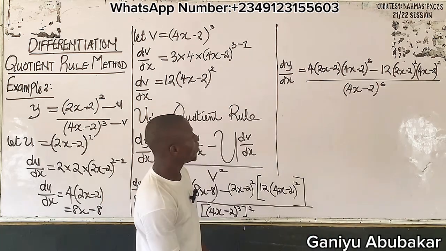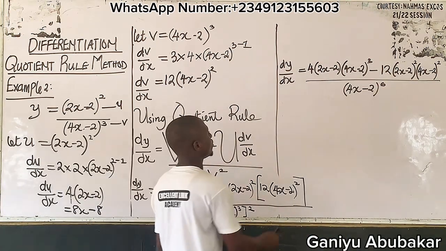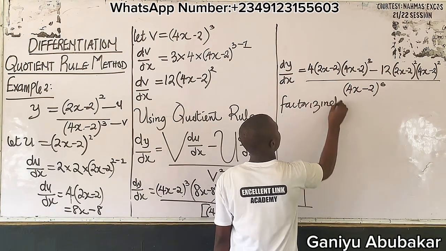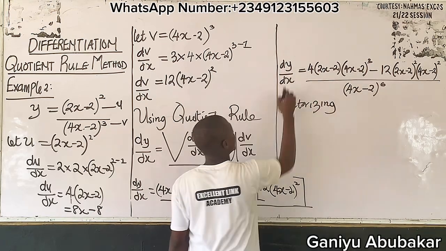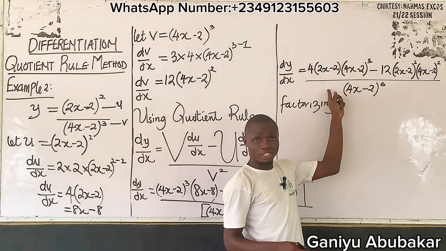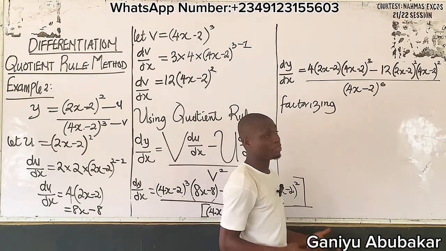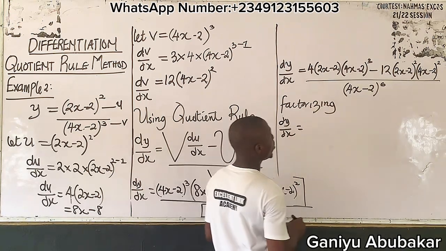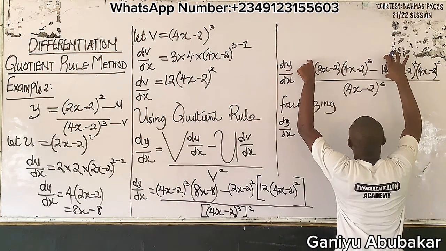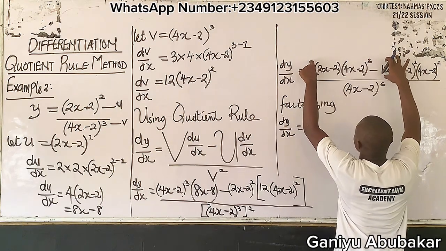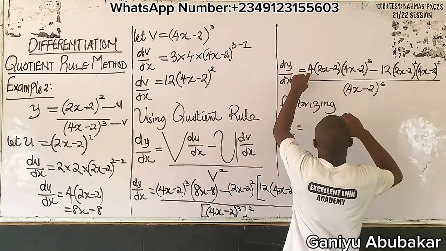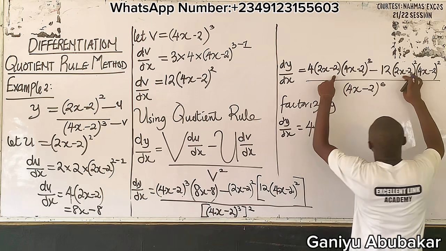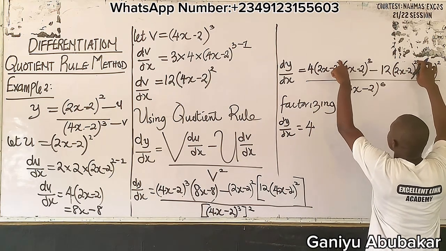I have this. Next task here is that we'll factorize. You can leave your answer this way. It's correct, but it's better you simplify it as much as you can. So for me, I'll have that dy/dx is equal to, observe I can see 4, I can see 12. The common factor, I can bring out 4 first. This is common and common here, but here the power is 1, here it is 2. The least power is 1.